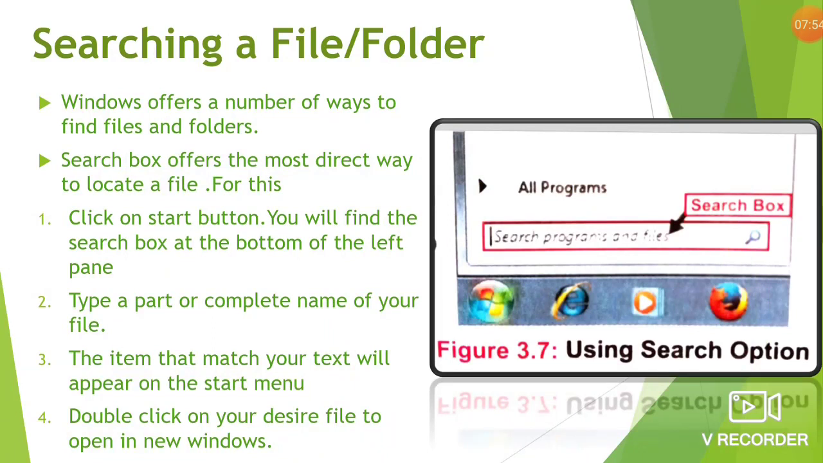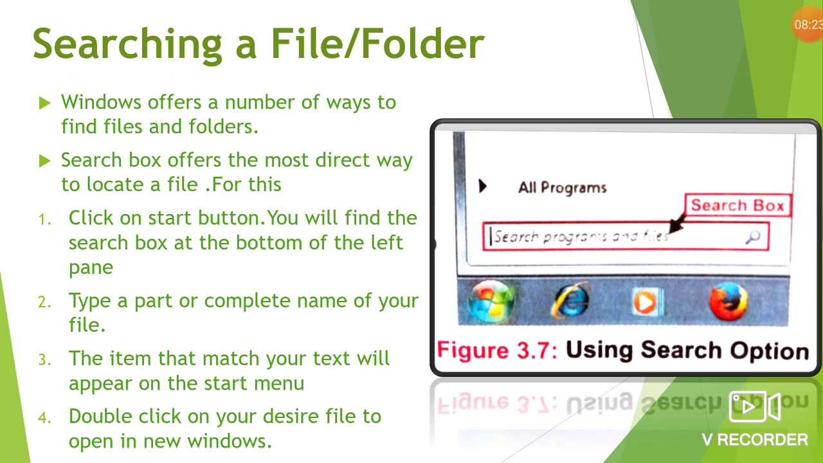Now next is searching a file and folder in Windows. Sometimes you want to search your file and folder, and it is too complicated to go to that particular application and search your file and folder. It is better to search your file and folder in the easiest manner. Windows offers a number of ways to find files and folders. The Search box is the most direct way to locate any file and folder. I think all of you know where the Search box is present.